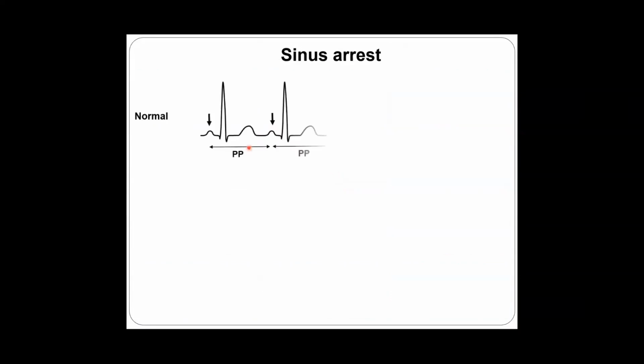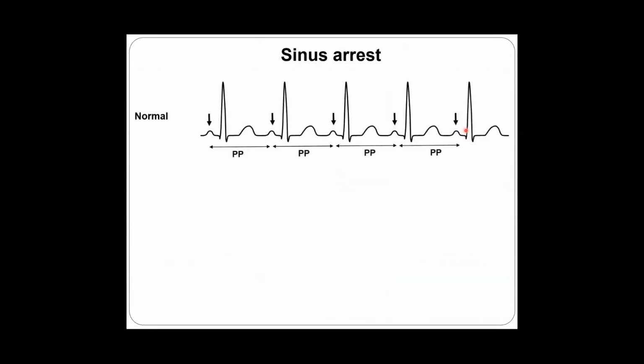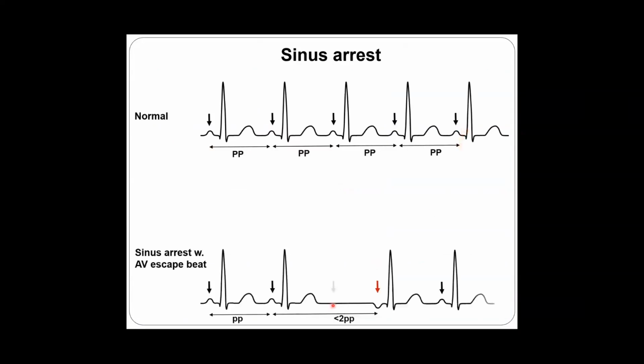Sinus arrest, what does it mean? We have a normal sinus impulse formation, but once there is no P. And another thing, it's important because if I erase, for example, these P waves, maybe I can use this again, okay?